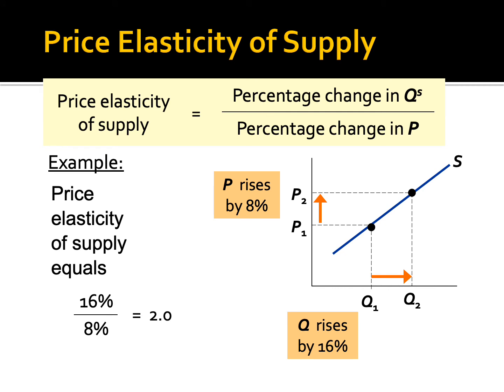So in this case, if the percentage change in price is 8%, and the percentage change in quantity is 16%, the price elasticity of supply is 2. Okay, so basically what does that mean? For every 1% change in price, there is a corresponding 2% change in quantity.